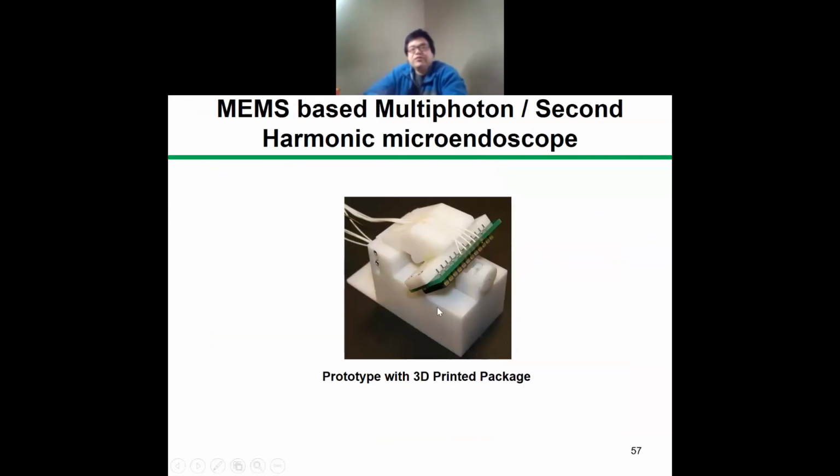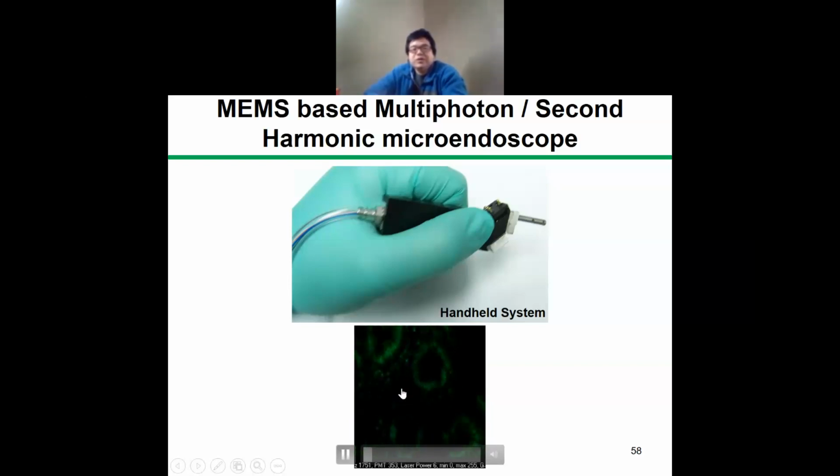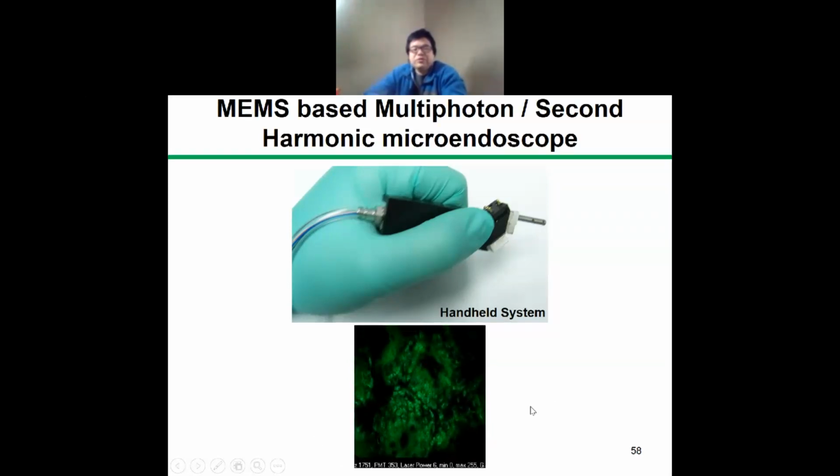Then we try to develop a system which is very small. First we demonstrated a 3D printed package with a MEMS scanner and a lens inside, and a Z stage to move the lens to get second harmonic and two-photon signals. This is a handheld system showing imaging in the mouse colon. You can tell this is multi-photon imaging.